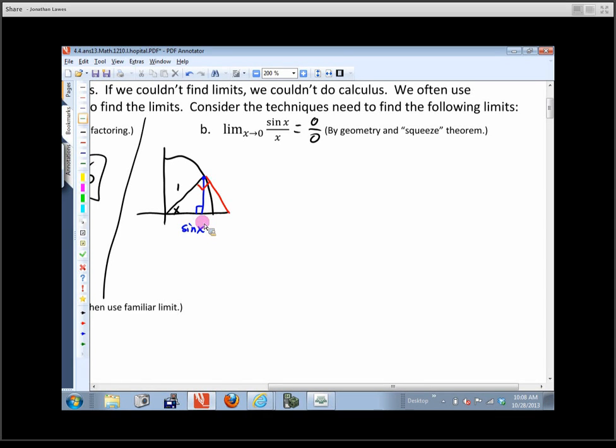Now, if you have an arc on a circle and you want the arc length, does anybody remember the formula for arc length? S equals r theta. Now, what's the radius on this circle? 1. What's the central angle? x. So how long is this black curve right here? It's x.